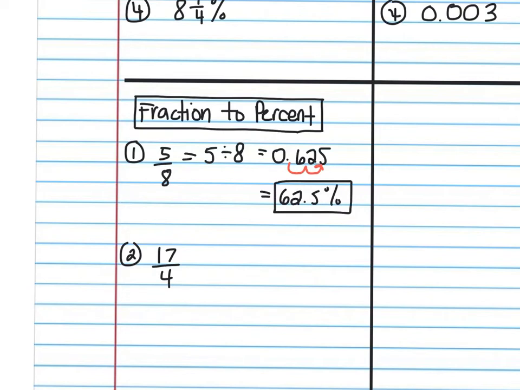And then on number 2, we're going to do the same thing. Divide. You always divide the top number by the bottom number. So 17 divided by 4. And that's going to be 4.25 when you use your calculator. And then to make it a percent, you just move the decimal point 2 times to the right. Okay, so then our percent is going to be 425%.